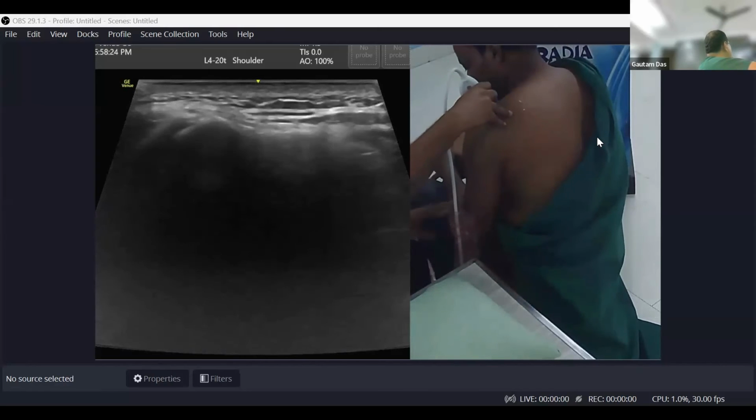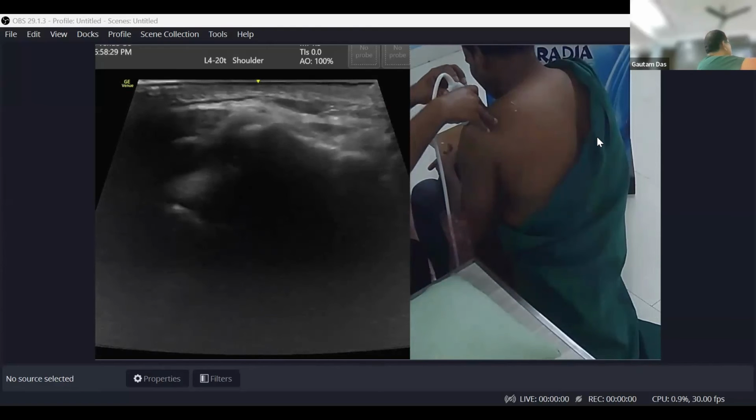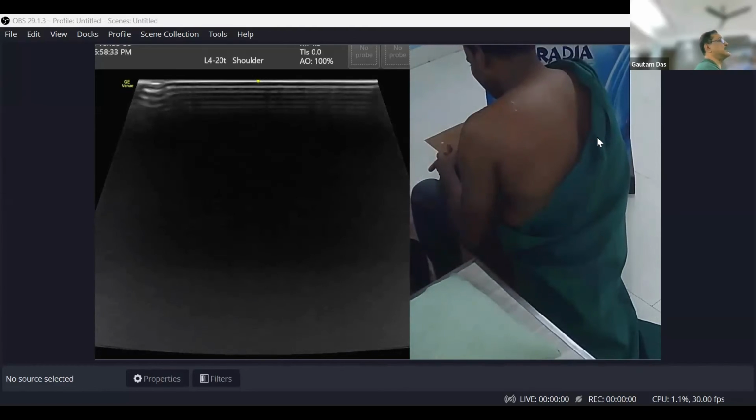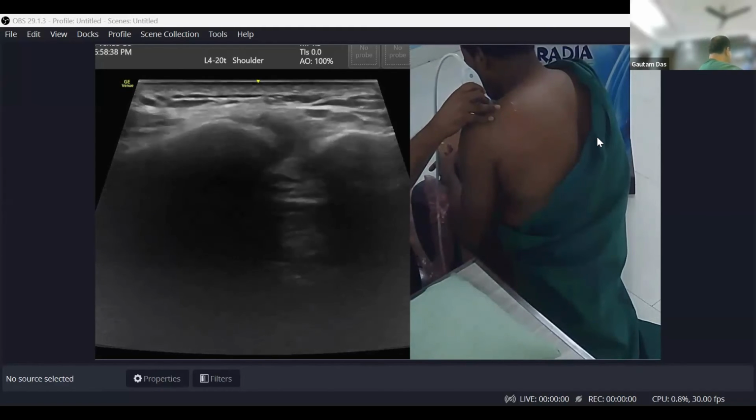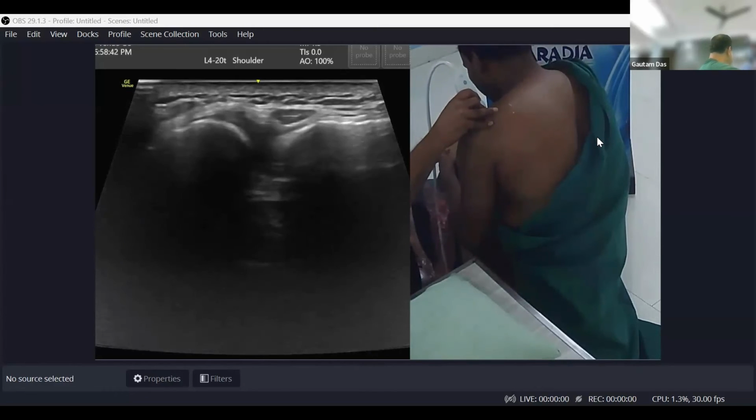Okay, so the AC joint is very, very easy. You palpate the clavicle. Let me look at my aspect marker. So this is your AC joint. Let me reduce the depth.